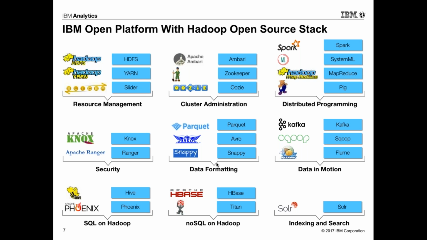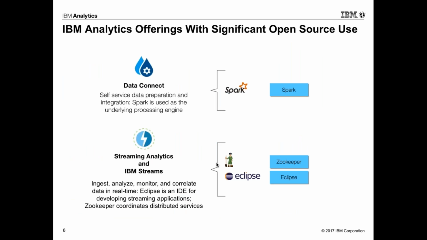People might have been wondering a lot of times what are the components, what kind of data formats we are using, how we handle data in motion. So this slide basically gives you an overview of what all components are there. And then there is a data preparation and integration service under the what are the uses of open source and what are the IBM analytics offering.